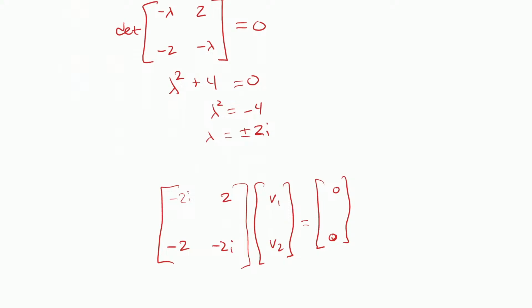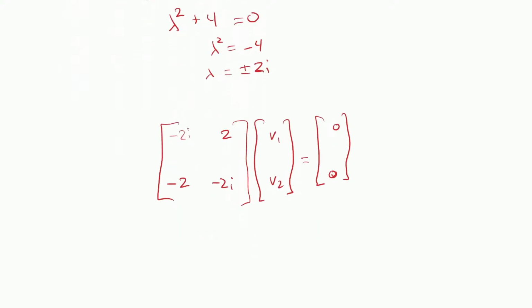Because of the nature of complex numbers, if you find one eigenvector, then the other one is going to be a complex conjugate of it. So it ends up working out nicely. But let's see if we can work this one out.